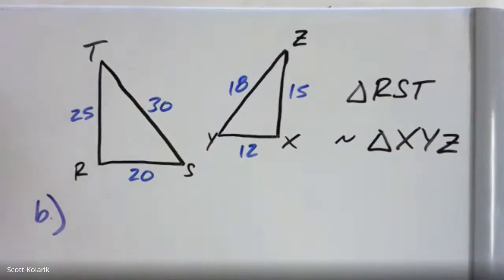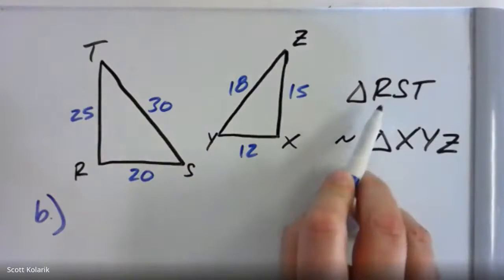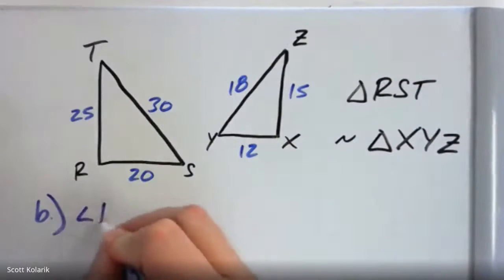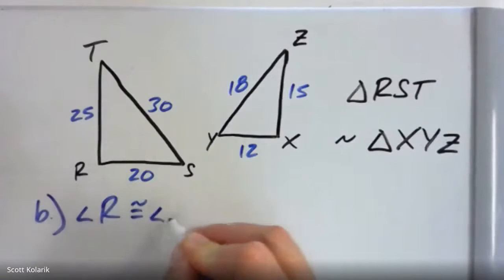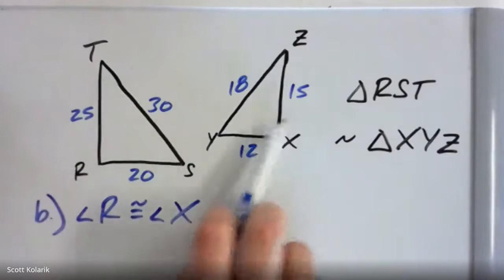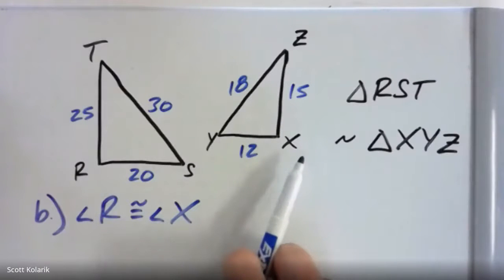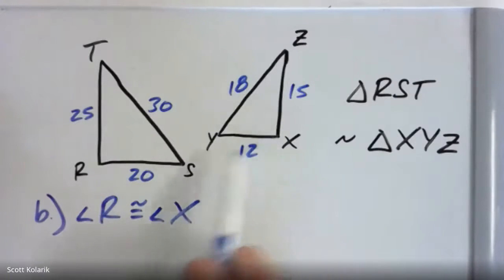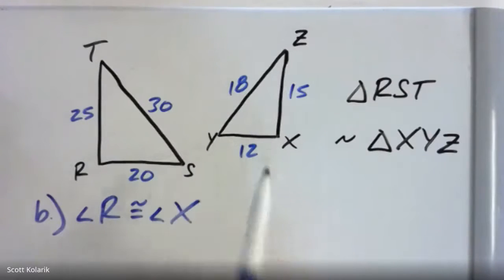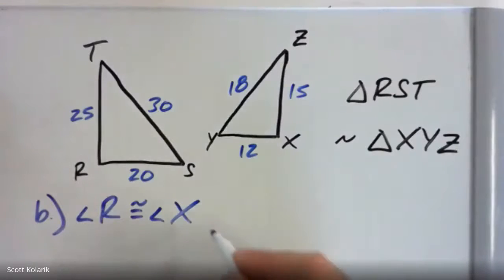So the answer for what angles are congruent to each other: R will have to be congruent to X. So angle R is congruent to angle X. What looked like a right angle here does in fact match with what looks like a right angle here. That doesn't mean they're actually right angles. In fact, they're probably not, because they explicitly did not write the little right angle perpendicular square. But angle R and angle X will have to correspond to each other, and because the triangles are similar, match each other.